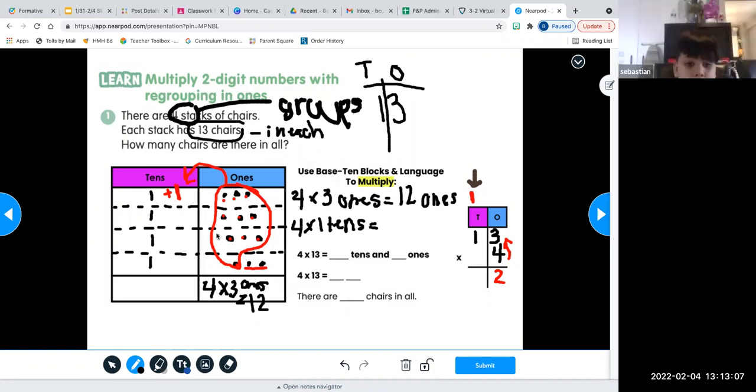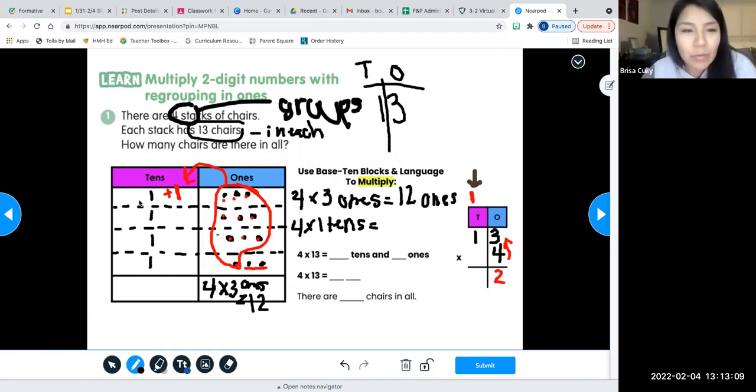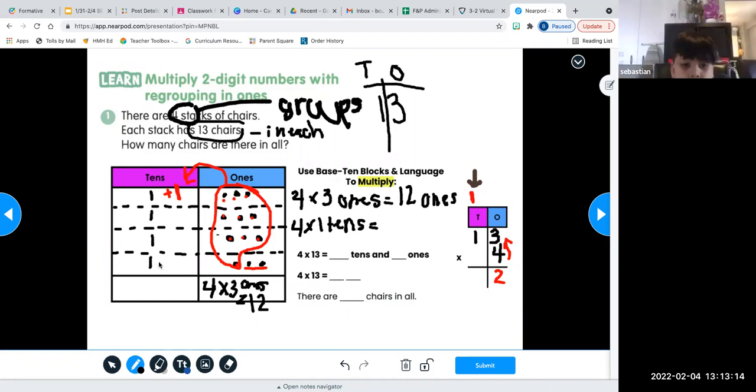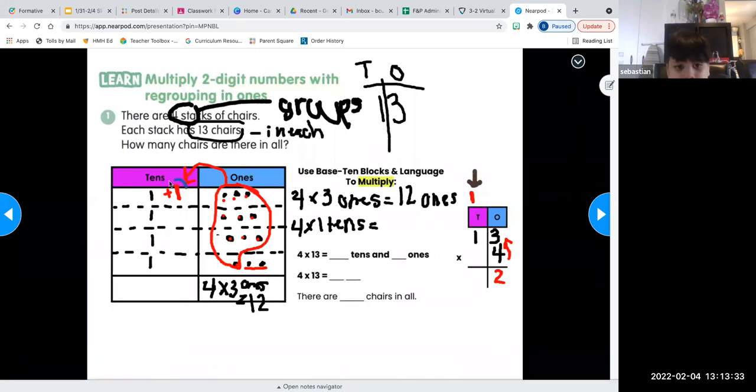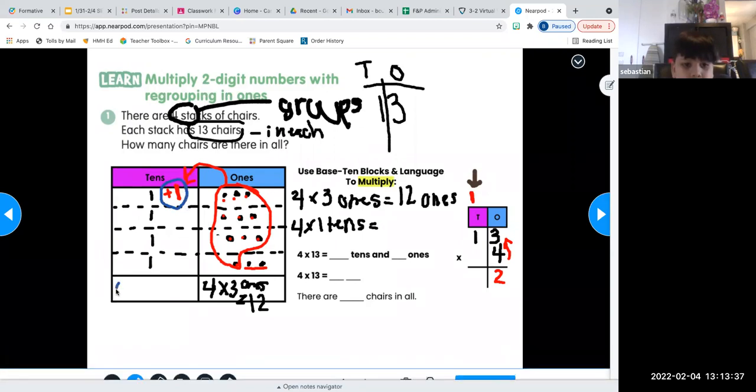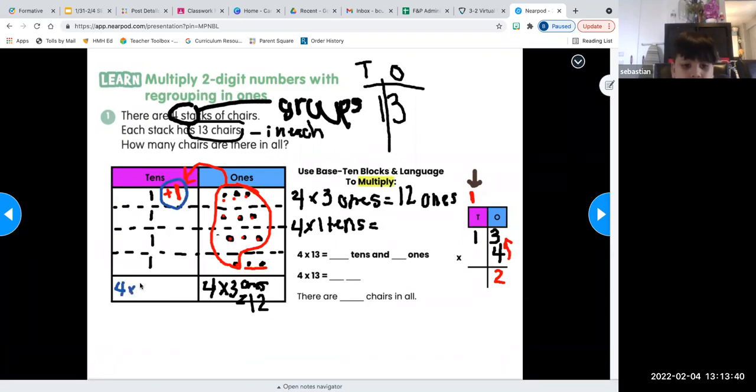5. But Sebastian, I see 1, 2, 3, 4. Where did you get 5? So since in the ones place it equals 12 and you can't put a 10 in the ones place, you take away the 10 from the 12 and carry it to the tens, and then you add 1 ten to 40, which equals 50.